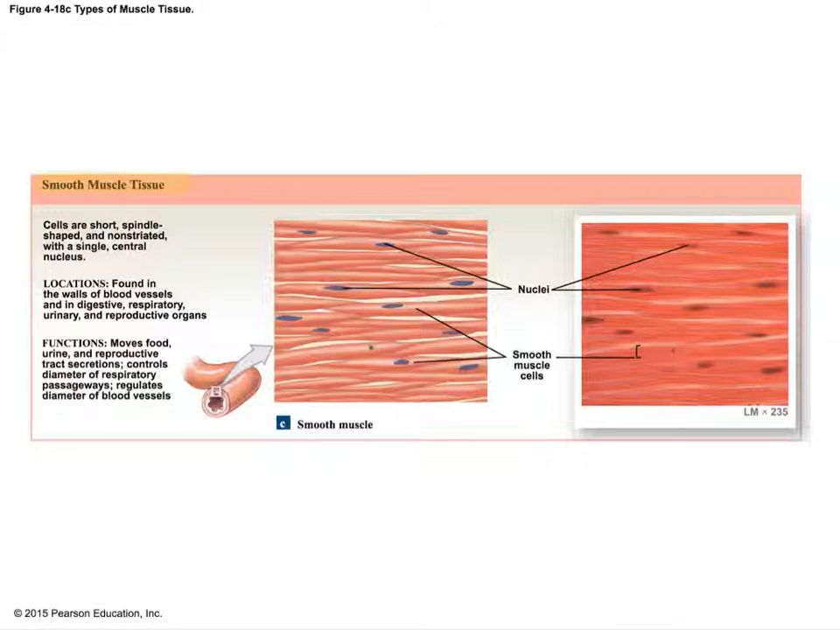All right, smooth muscle tissue. These cells are short and spindle shaped, which I'll show you here in a minute. They're non-striated. They have a single central nucleus per cell. So do you guys have any idea what spindle shaped is? Ooh, spindle fibers. Yeah.